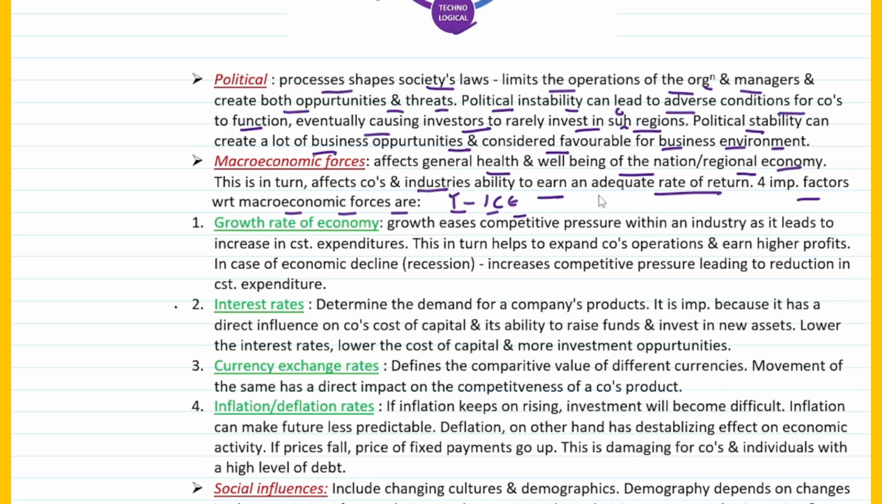First I talks about interest rates. Okay. Why? Because it determines the demand for a company's product. How? It is important because it has a direct influence on the company's cost of capital and its ability to raise funds. What is the company's cost of capital? If you look at your chapter in FMDA, that is Financial Management and Business Data Analytics, there is a dedicated chapter on cost of capital. Just to understand it right now, cost of capital is basically the rate at which companies borrow from the external markets. Fine. So if I go to a bank and borrow a loan, the rate at which it is lent to me will be called the cost of capital. That's what this interest rate is all about. So it is important because it has a direct influence on the company's cost of capital.